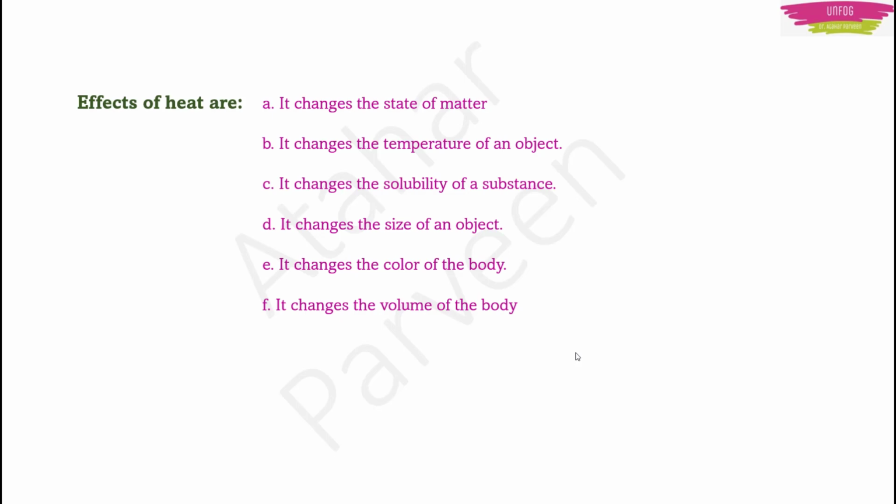Then it can change the temperature of an object. Obviously, if you are heating it, then the temperature will change. We will talk about what temperature is also now. Okay. Then heat changes the solubility of a substance. It changes the size of an object. It changes the color of the body and it also changes the volume of the body. So these are all the effects which heat can put on a substance or a matter or an object. Okay.